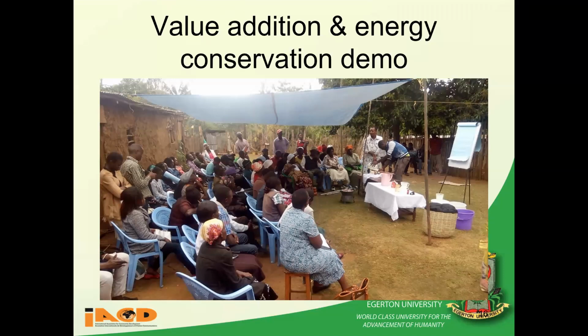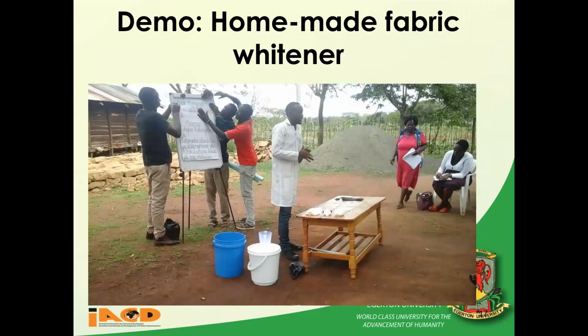And as the students do this, they are being assessed. At the lower side, there is a lady seated there with a clipboard. That is a person who is assessing the students. So they are always assessed and given marks. Without that, they cannot graduate. This is another demonstration. Students demonstrating how to make homemade fabric whitener. You can also see an assessor seated there in a white sweater. That is also a university assessor.